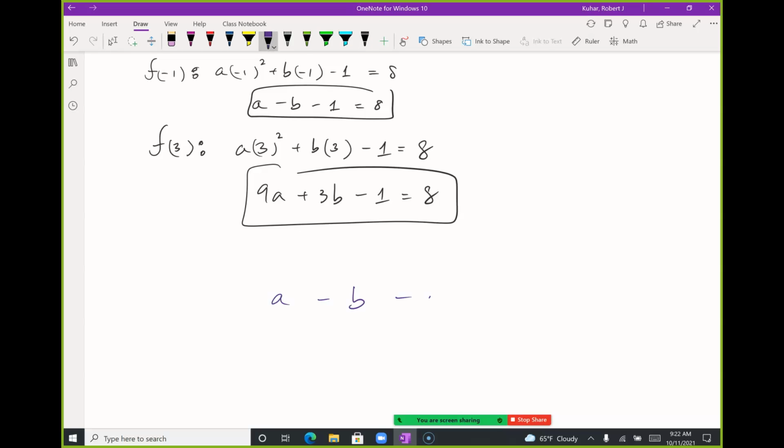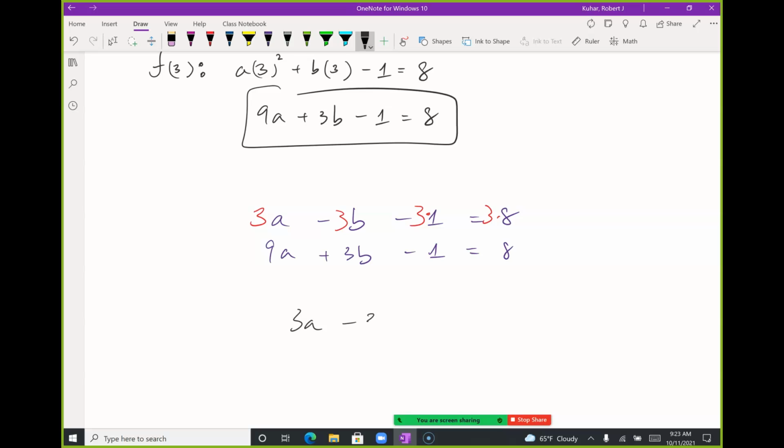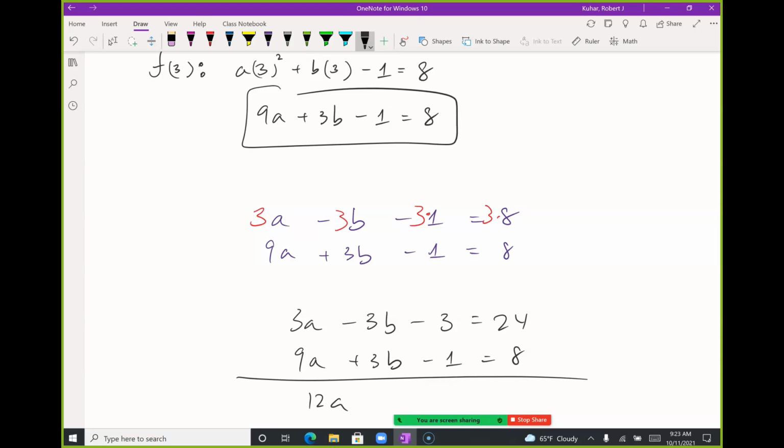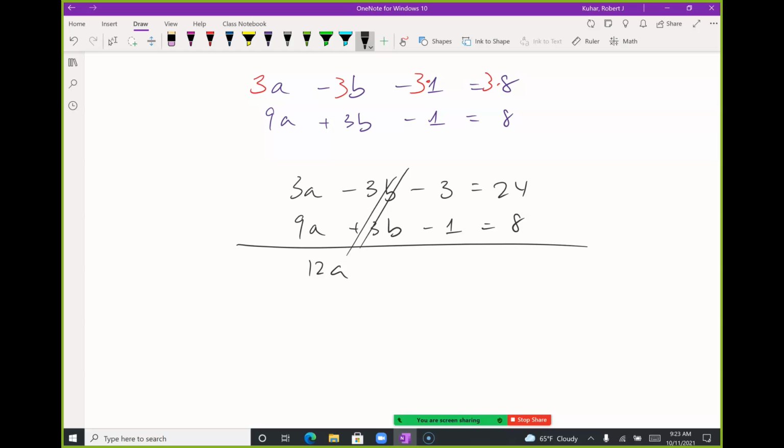A minus b minus 1 equals 8, and 9a plus 3b minus 1 equals 8. I'm going to multiply the first one by 3. So I get 3a minus 3b minus 3 equals 24, and 9a plus 3b minus 1 equals 8. And I add them, I get 12a minus 4 equals 32, or 12a equals 36, so a is 3. And now once I have a, I go back and find b.